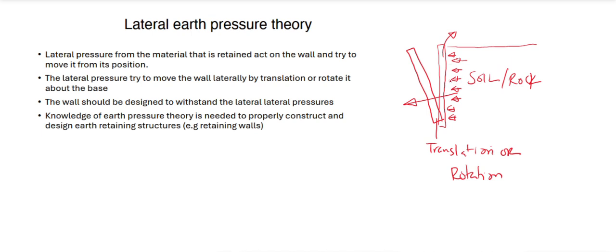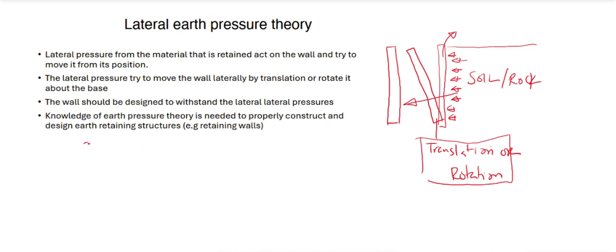Do you get it? And so if the soil is able to cause the retaining wall to move either by translation, we are looking at the whole retaining wall moving, or by rotation, that is causing it to bend. Then we also know that the lateral pressure tries to move the wall laterally by translation or rotate it about the base, just as we indicated. Now, in the design of retaining walls, the wall should be designed to withstand the lateral earth pressures. Knowledge of earth pressure theory is needed to properly construct and design the earth retaining structures.